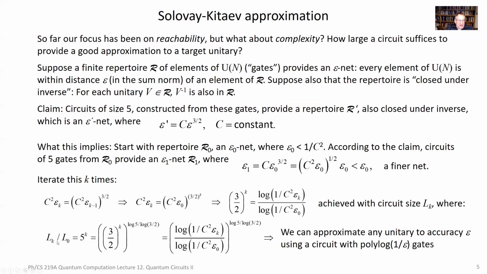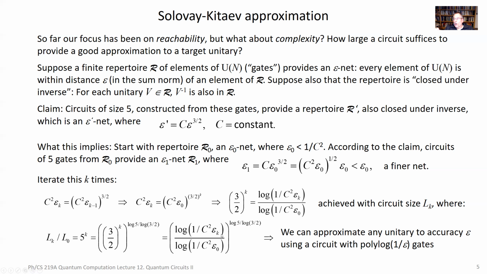So what that means is that this blow up in the circuit size when I go to level k, which is 5 to the k, of course, that's 3/2 to the k raised to the power log 5 over log 3/2 in whatever base logarithm you prefer. But now if 3/2 to the k is equal to this, then it's just the log of 1 over c squared epsilon k divided by the log of 1 over c squared epsilon 0 raised to a power log 5 over log 3/2. So that's just a number. It's about 3.97.